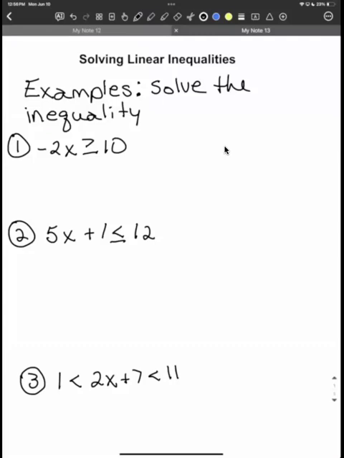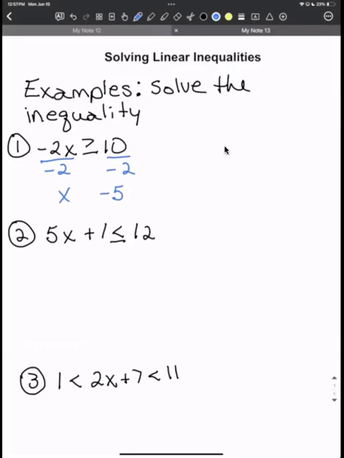Okay, so the game is similar to solving equations. I just want to get x by itself. So just like if we were solving an equation, I want to divide both sides by negative 2. Okay, so let's see. On the left-hand side, we're going to get x. And then on the right-hand side, 10 divided by negative 2, well, that's going to be negative 5.